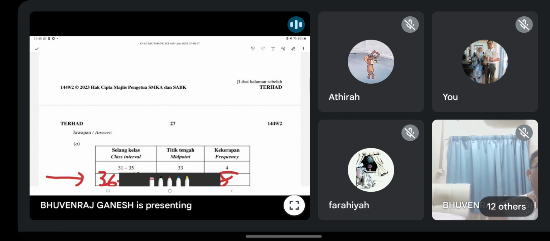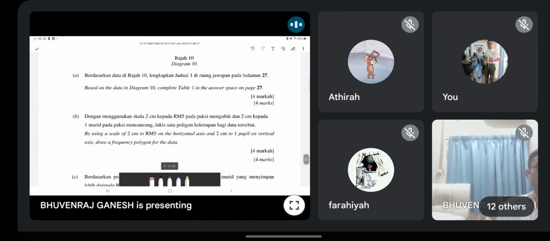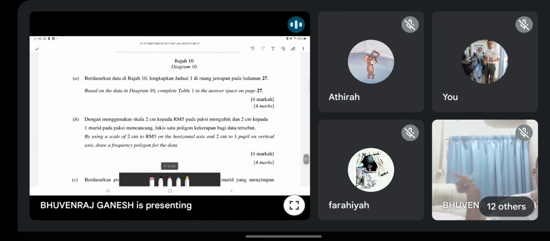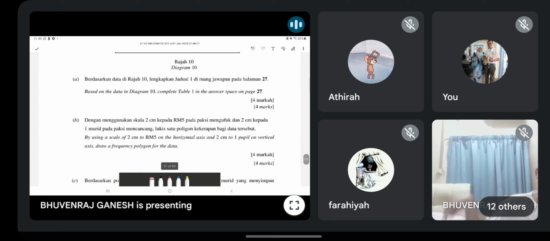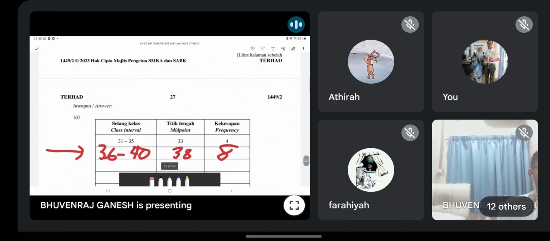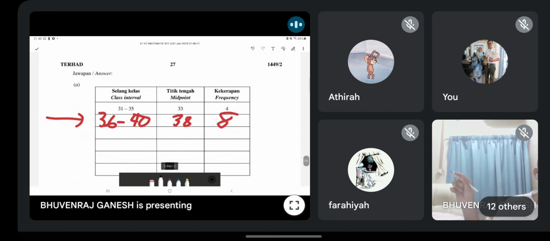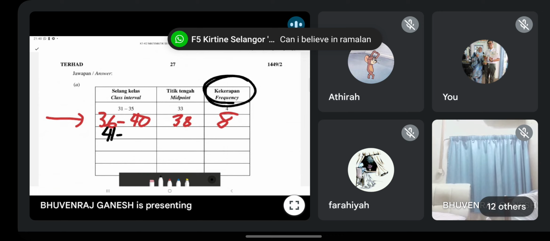Kamu cuba ingat berapa markah kamu akan dapat dari soalan ni. That's why soalan A tu sangat penting because all related. Kalau A salah, habis semua. Okay, so make sure kamu betul-betul kira frekuensi ni. Jangan cepat sangat. Double check. Okay, mungkin kamu boleh buat silap.